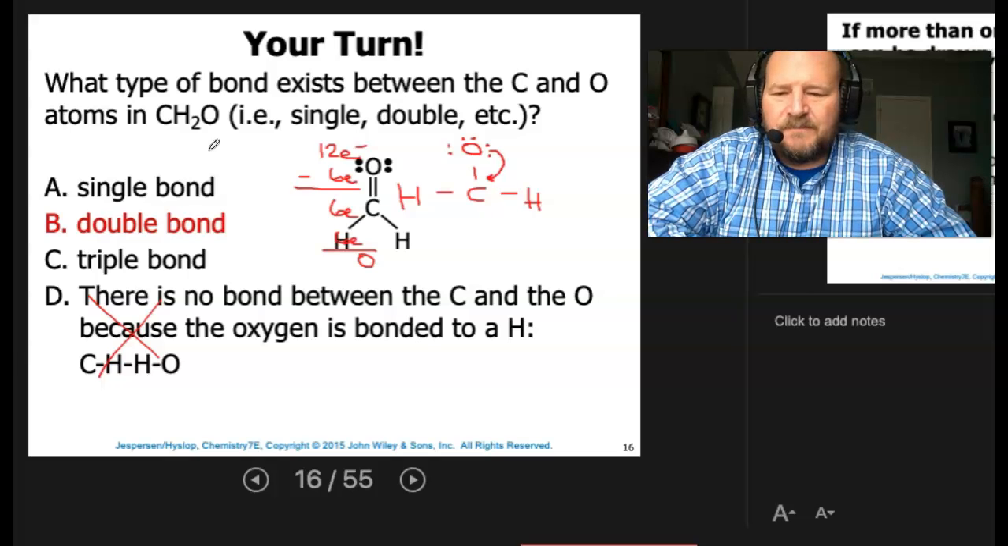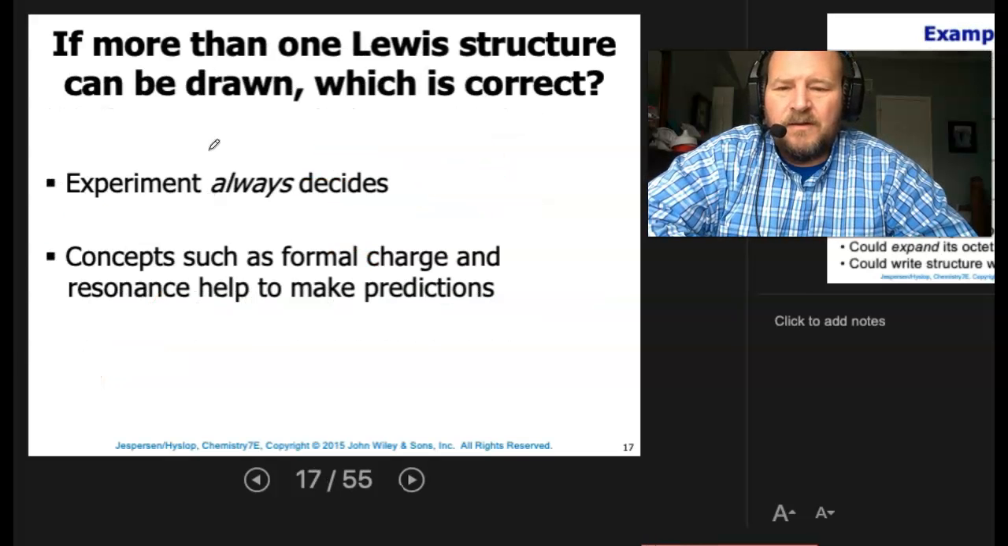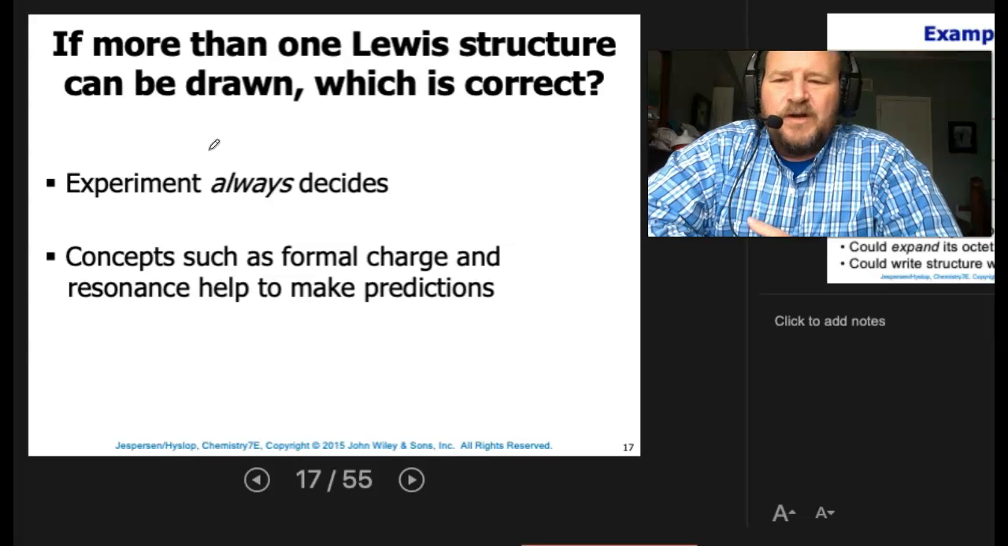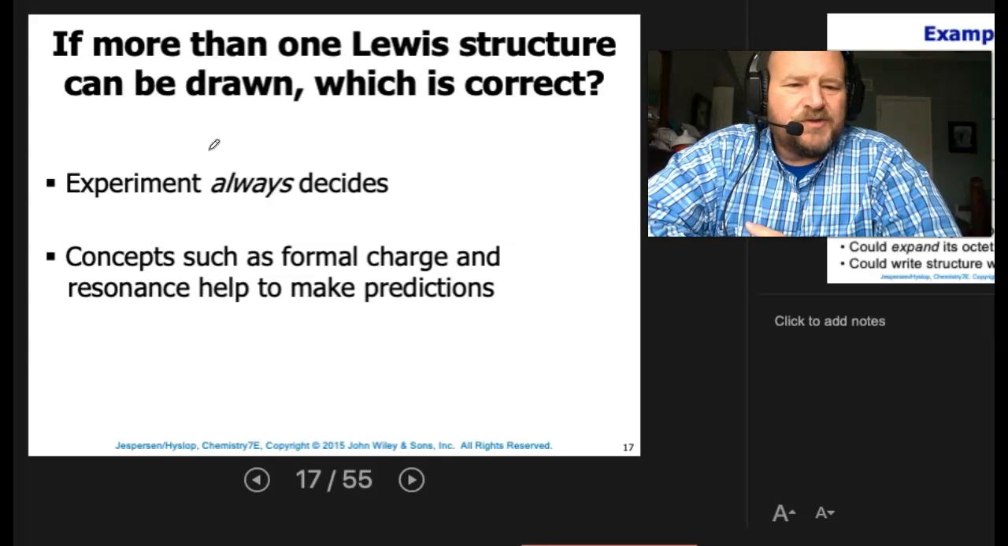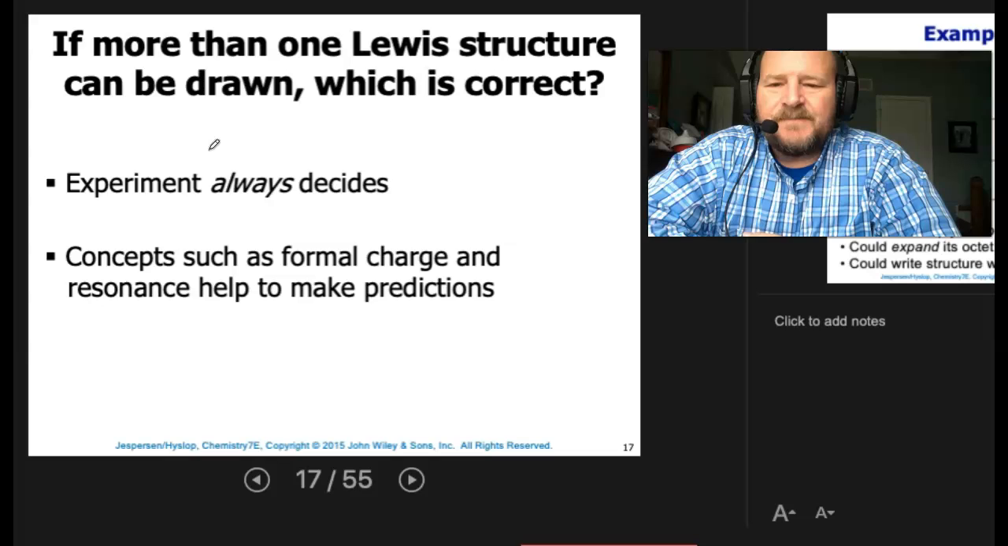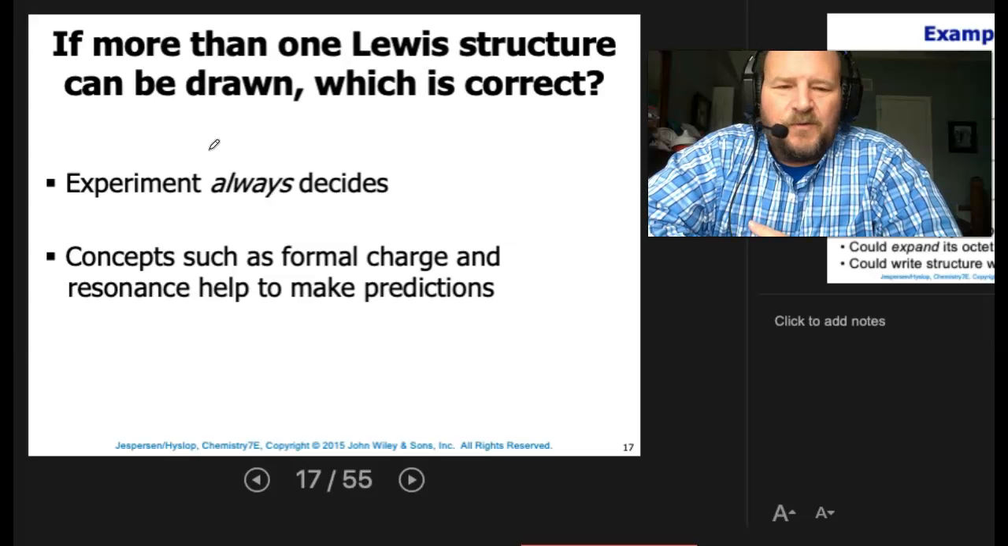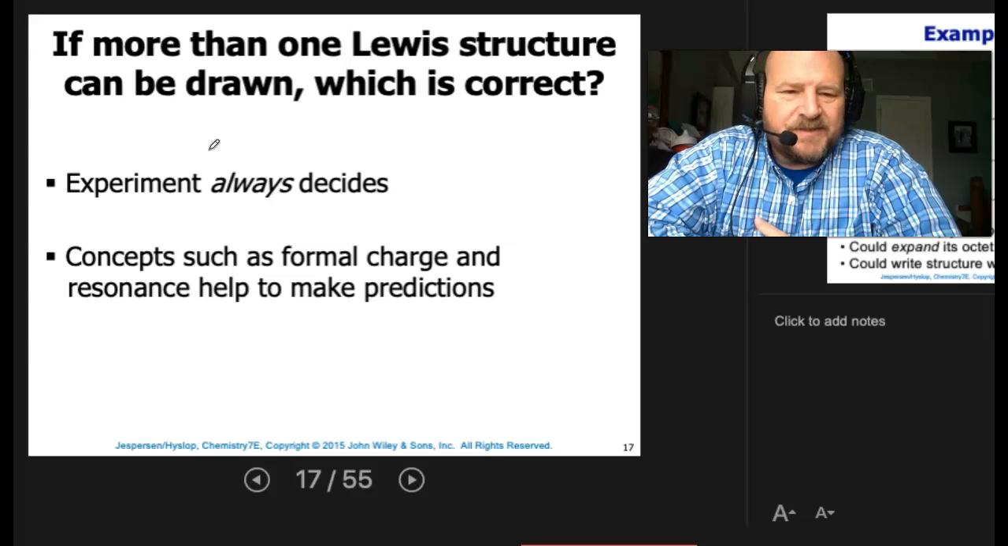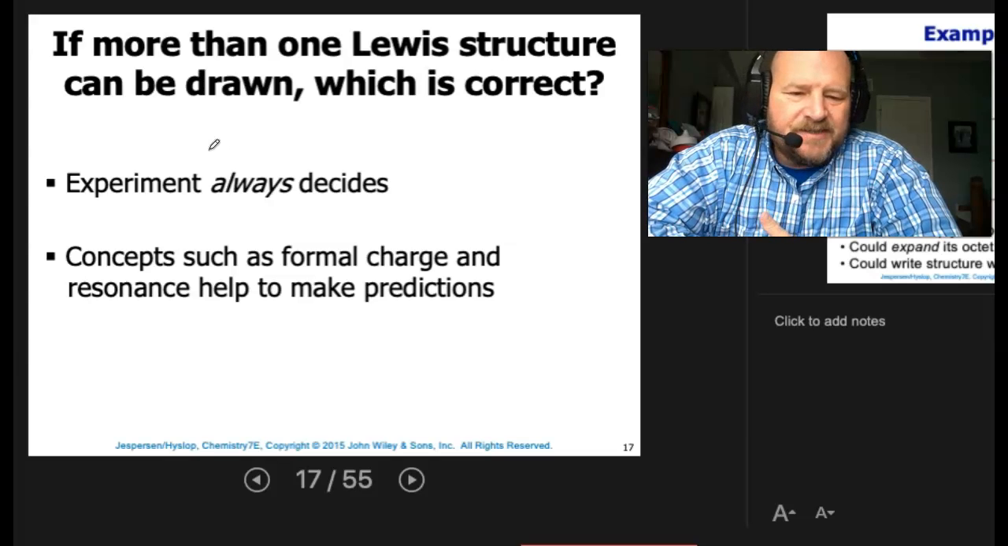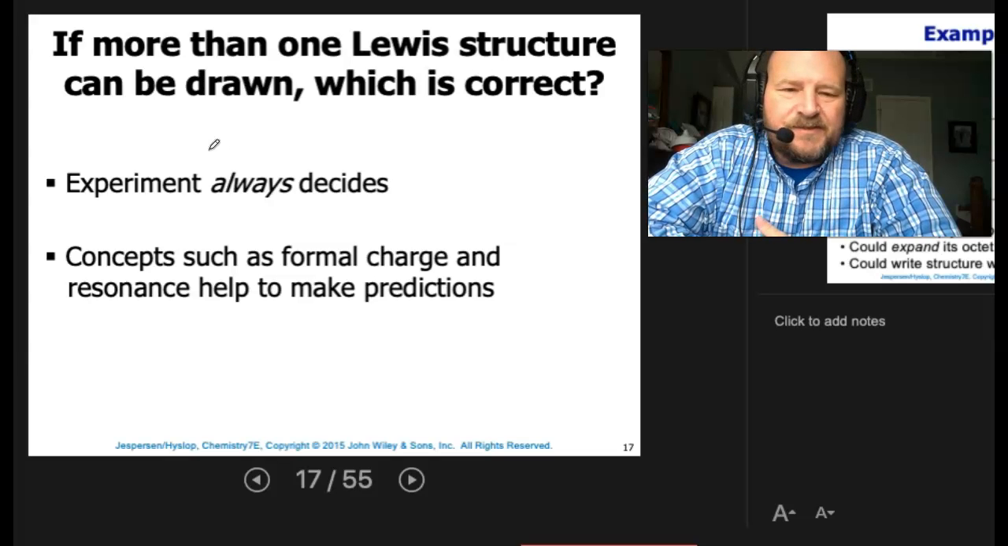All right. If more than one Lewis structure can be drawn, which one is going to be correct? Now, the experiment will always decide this. Concepts such as formal charge and resonance will help us to make predictions. So 2 new concepts to us will be the formal charge and, of course, resonance.